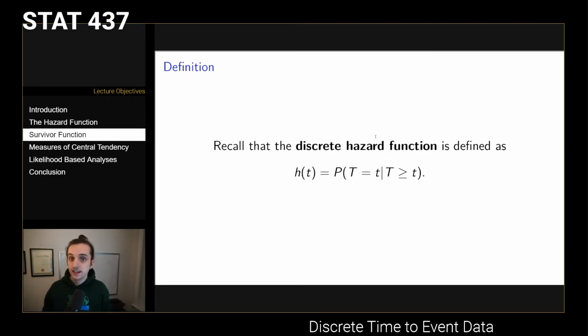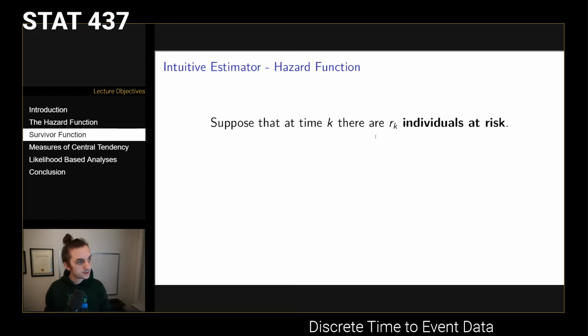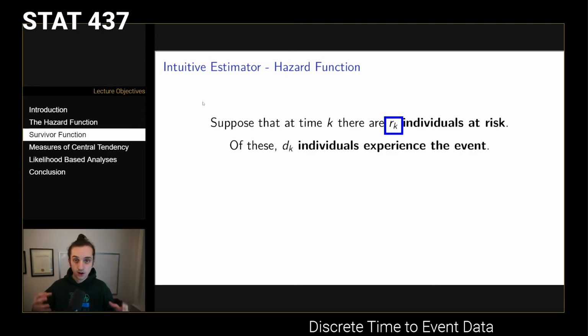So what's the probability, after 3 years, if we know that a teacher is still teaching after 3 years, that they quit in this upcoming year? And so we want to figure out ways to try to estimate this hazard function. So if we suppose that at time k, we have some number of individuals that are at risk, I'm denoting the number of individuals at risk at time k as r_k here. Then we can also count up the number of individuals who actually experience the event there, and we'll denote this with d_k, right?